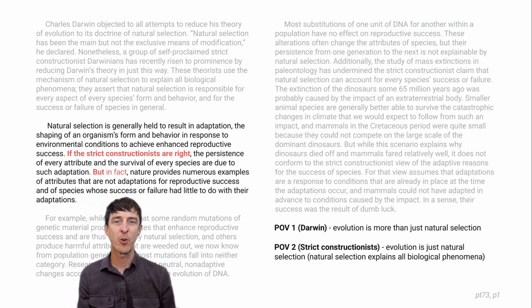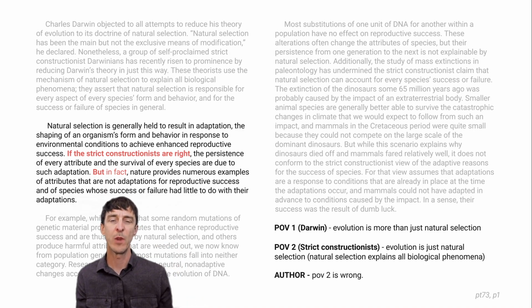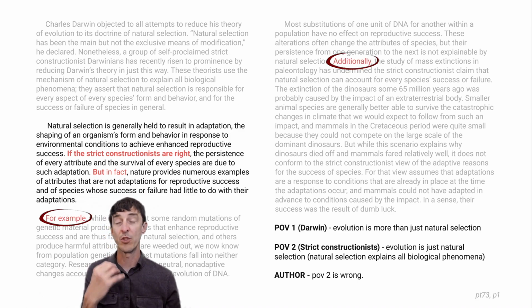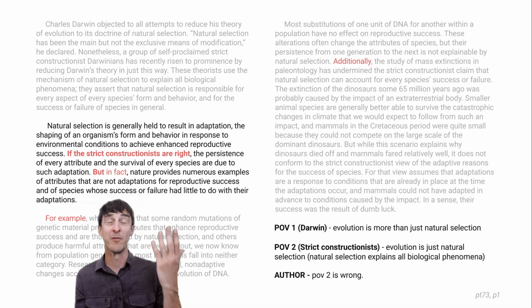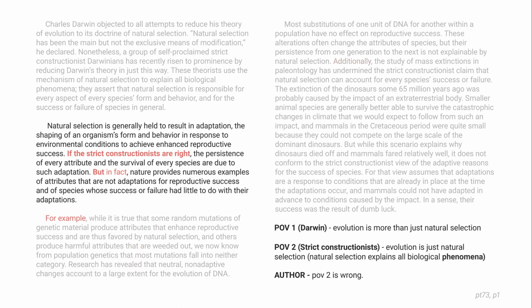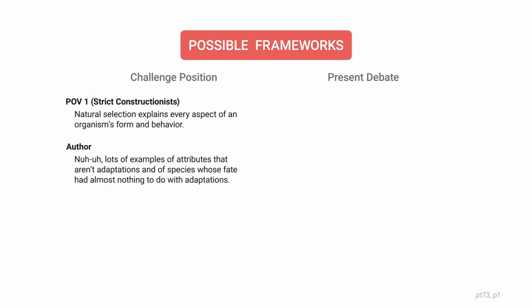So at the end of this second paragraph, we realize our author is here to say, strict constructionists, you guys are wrong. And when we glance ahead, we can see that the next paragraph has like a for example and additionally, which means that we're just supporting the thing the author said at the end of the second paragraph. You guys are wrong. You strict constructionists are wrong. So it's dealer's choice whether you want to call it challenged position and just focus on strict constructionists versus author. They say natural selection is all there is. The author is saying there's a lot of examples of things that are not caused by natural selection.